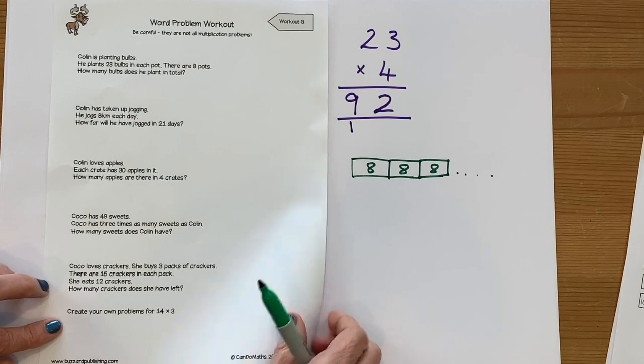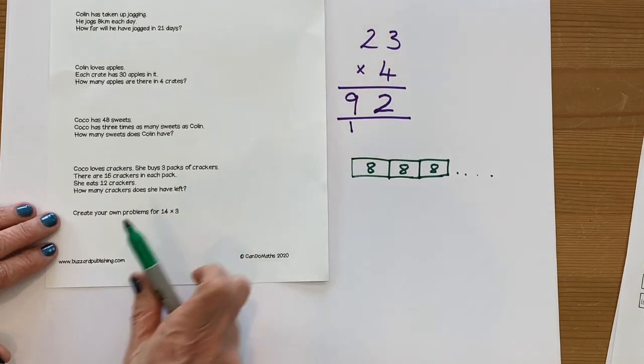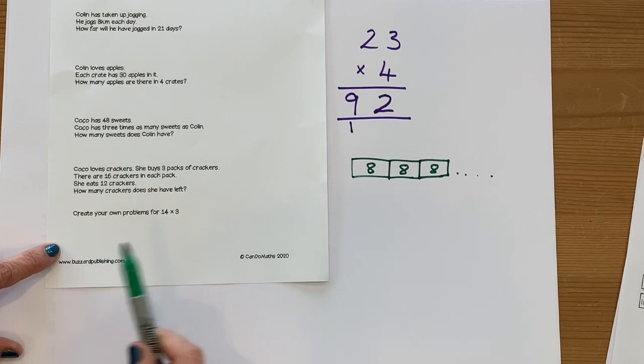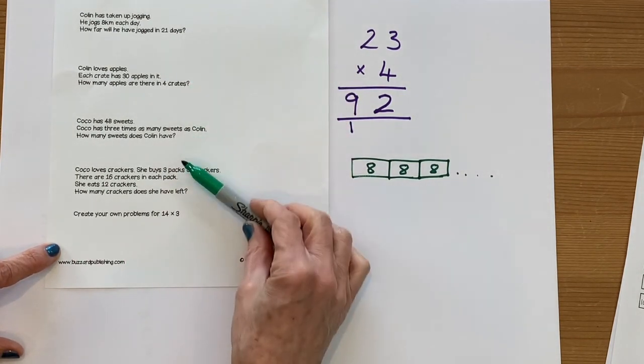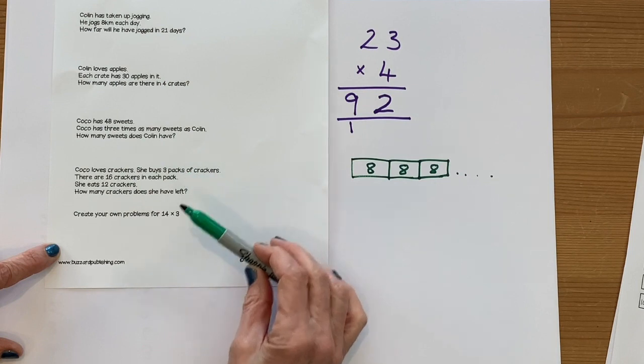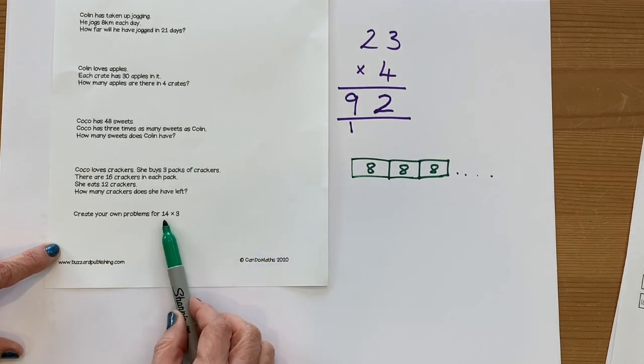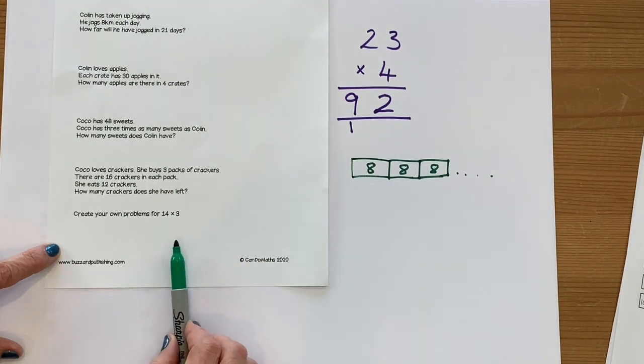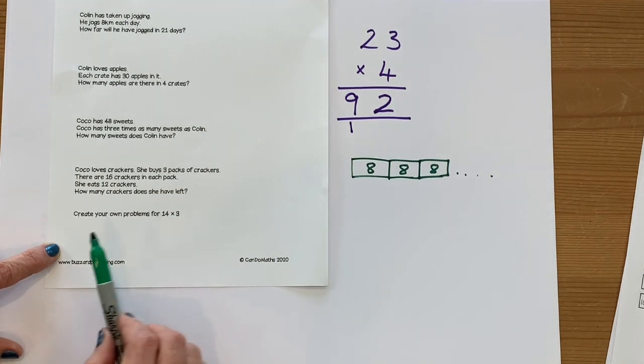At the bottom here then, it says create your own problems for 14 multiplied by 3. So have a think. Maybe use some of the contexts that we've used here, or look around you. What problem could you write that 14 multiplied by 3 would be the way to find the solution? See if you can write a few.